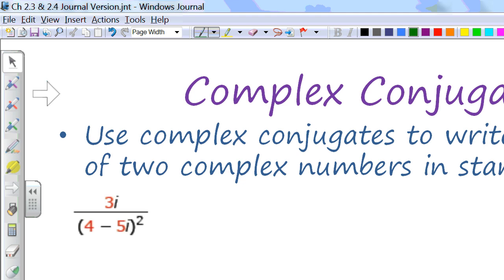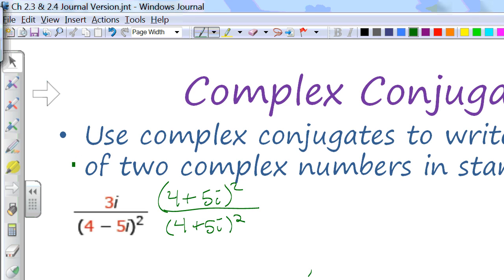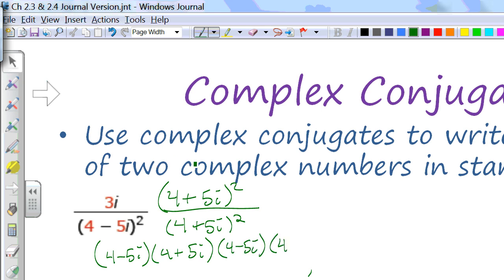Okay, so what we're going to do is look at this as 4 plus 5i squared, because what this is going to look like would be 4 minus 5i times 4 plus 5i, which is what I want. The conjugates, because I get rid of the i that way. And then another 4 minus 5i and another 4 plus 5i. What this does is these two give me 4 squared, 16, minus 5 squared is 25i squared.